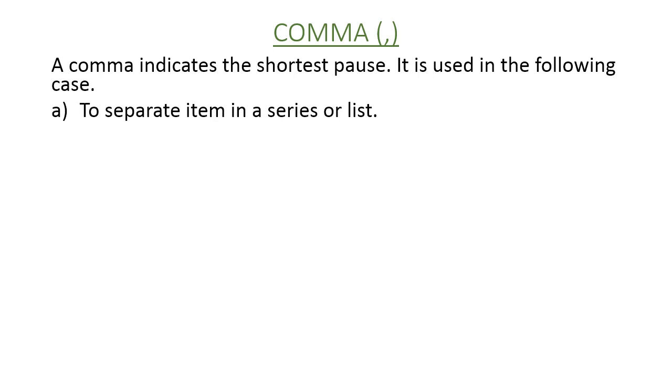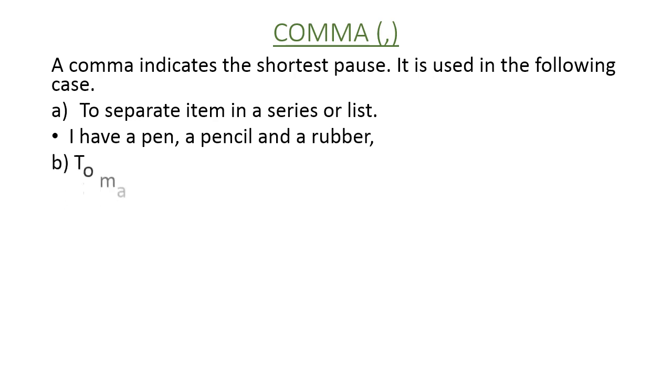So now quickly let's read its examples. The example is, I have a pen, comma, a pencil and a rubber. So these are the series, or you can say items in a list. Next, to mark off a noun in direct address. To mark off a noun in direct address.